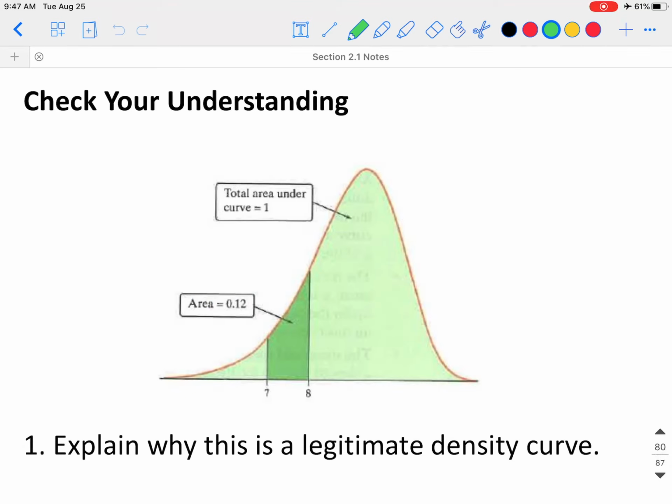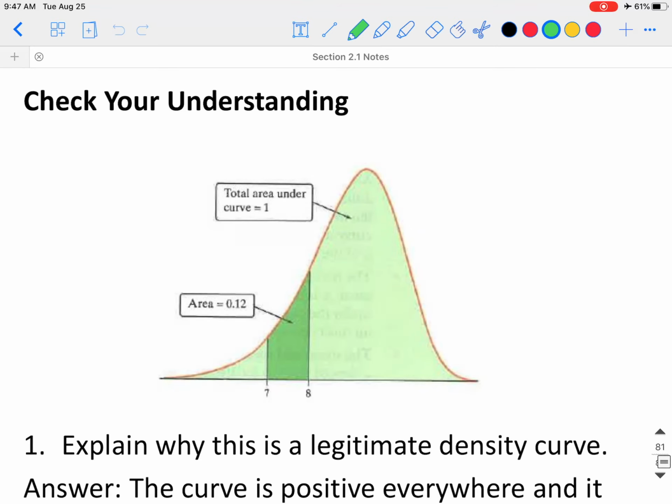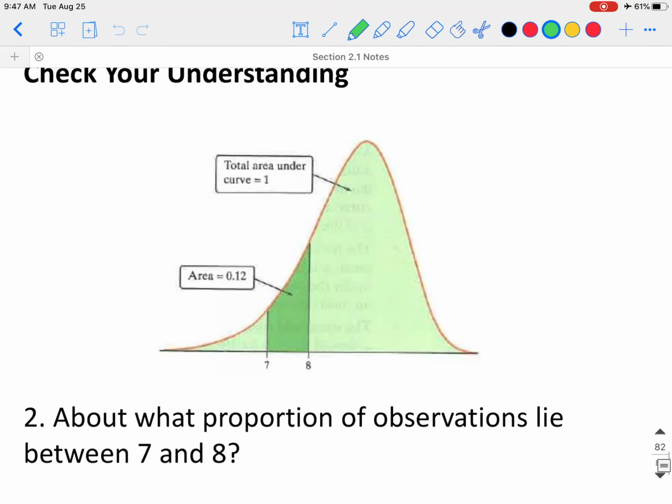So explain why this is a legitimate density curve. We know this is a density curve because the entire curve is above the x-axis, and we know the total area under the curve is 1. About what proportion of observations lie between 7 and 8? So between 7 and 8 is this area right here, and the graph indicates this has an area of 0.12. This is a proportion, so we know about 12% of the observations lie between 7 and 8.